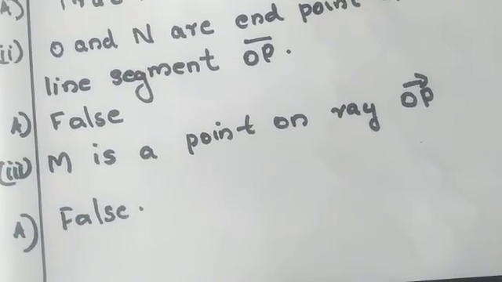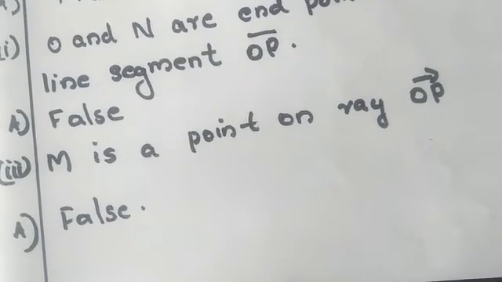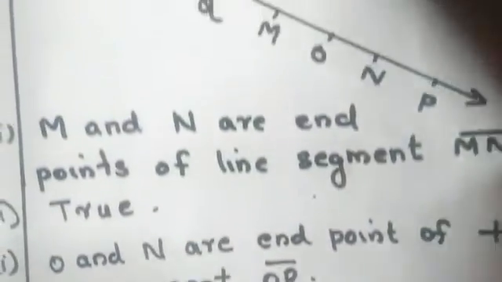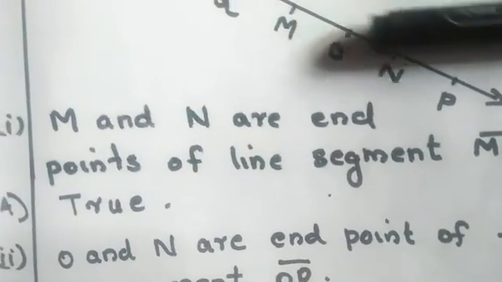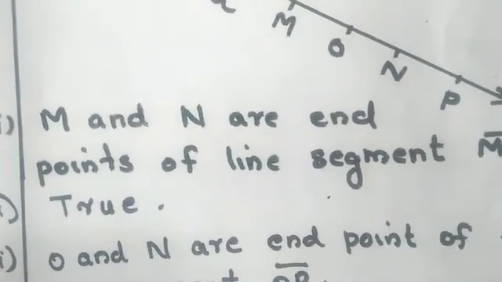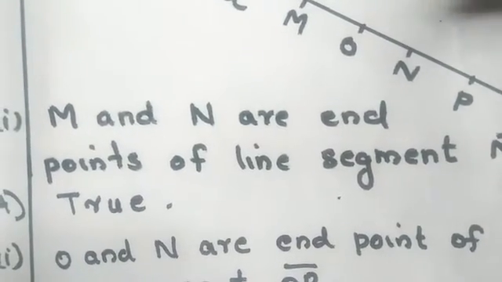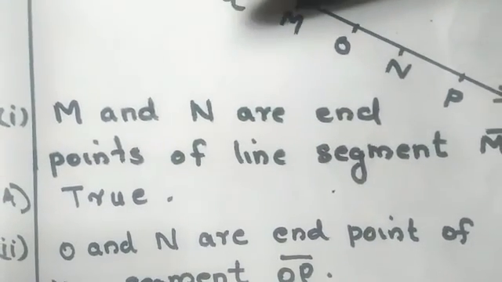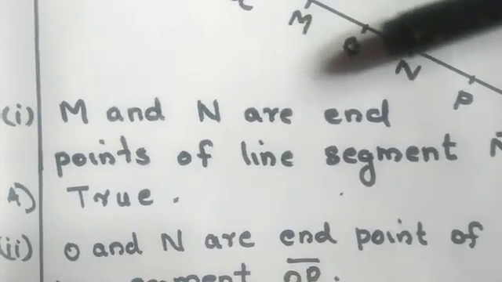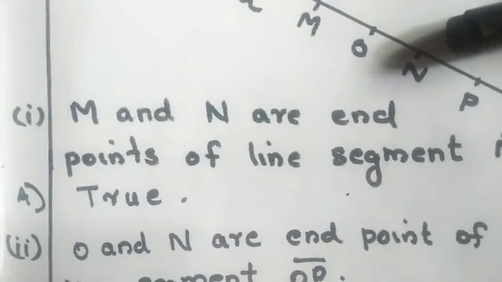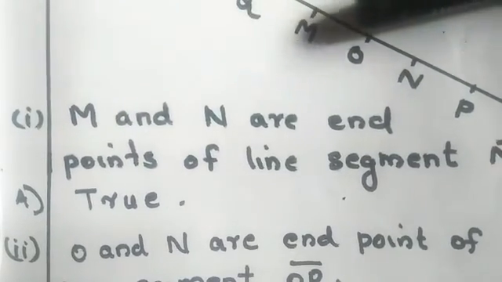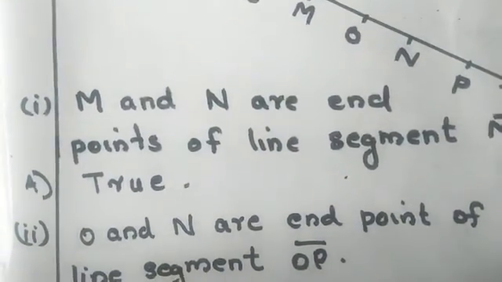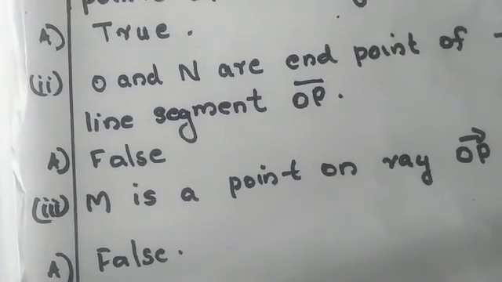Third one, M is a point on ray OP. We can observe OP. This is the ray OP. You know, a ray has only one starting point. OP means O should be the starting point. So this M will not be a point on this ray OP. N is a point, but M is not a point on the ray OP. This is a false statement. You can write false. Okay.